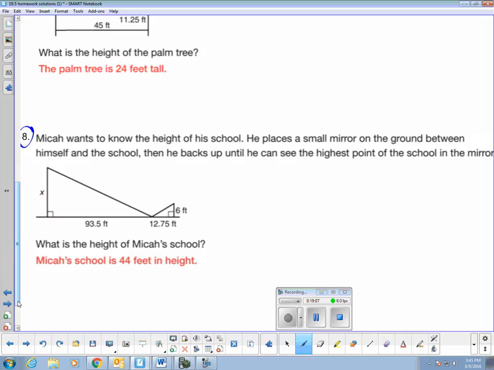And the reason why they are similar is by angle similarity. They both share a right angle in common. And then they both share this angle here, where he uses the mirror on the ground between himself and the school. So I can write a proportion to help me define x. So x in the large triangle corresponds with 6 in the small triangle, as 93.5 in the large triangle corresponds with 12.75 in the small triangle.